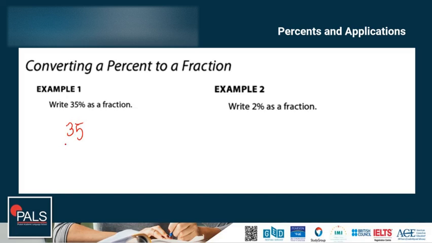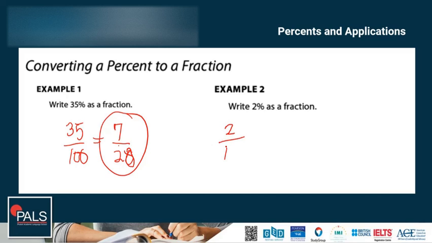35 over 100 is equal to 7 over 20. Example 2, write 2% as a fraction. Again, write 2 over 100. Simplify, it is equal to 1 over 50.